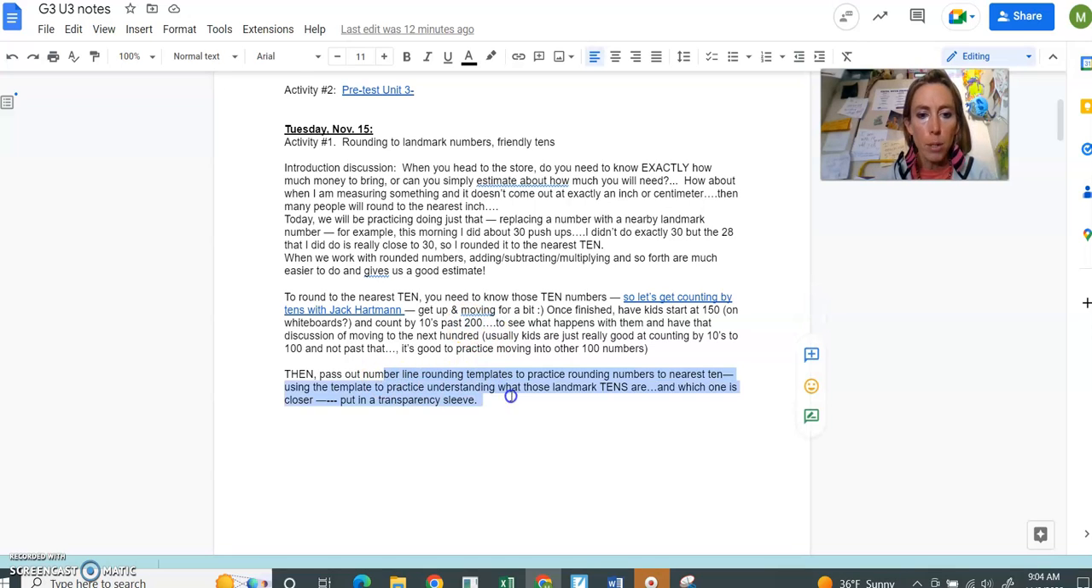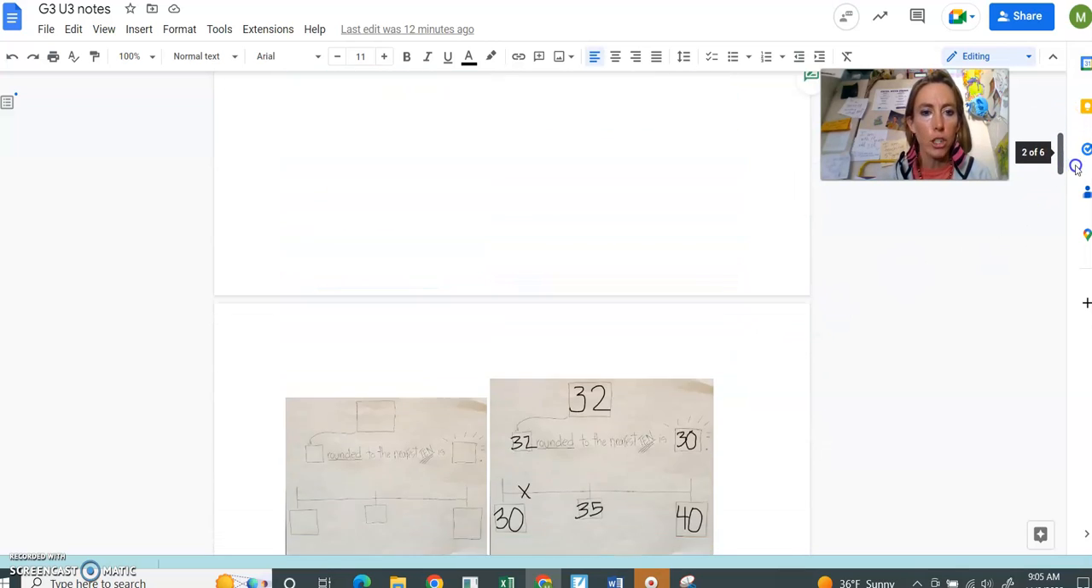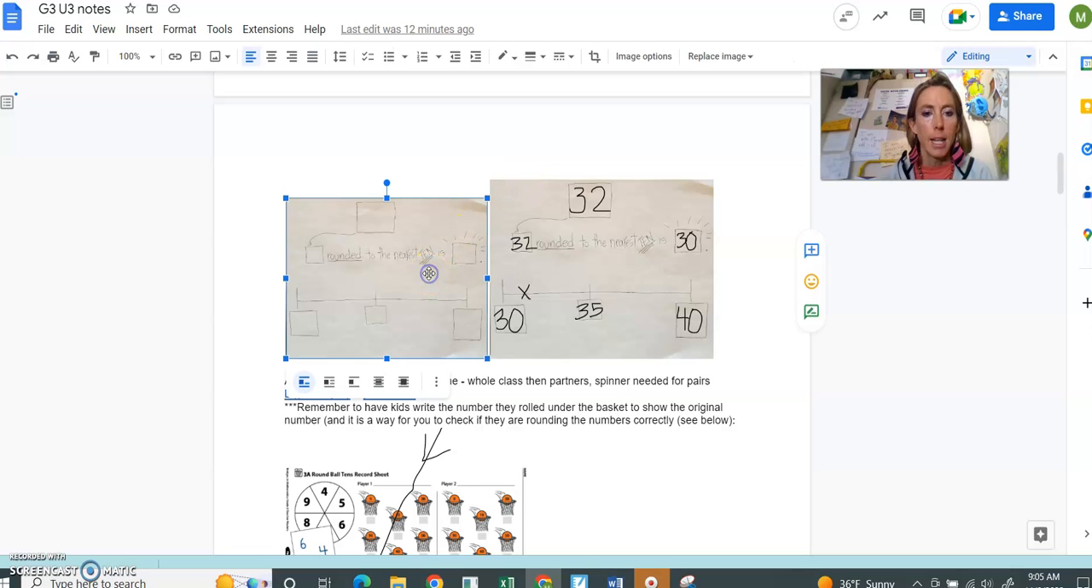Then pass out the number line rounding templates. And this is where you need to get this copy from me, but I took a picture of what it looks like. This here, and you'd put it in a transparency sleeve, and all the kids would have one of these, and then we just start practicing rounding to the nearest 10.